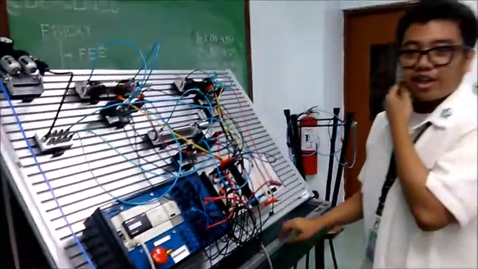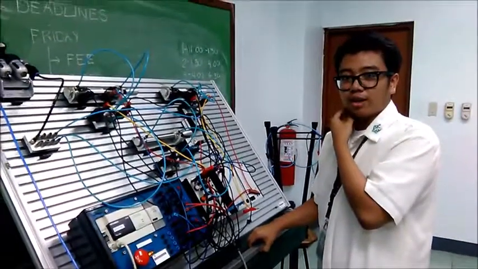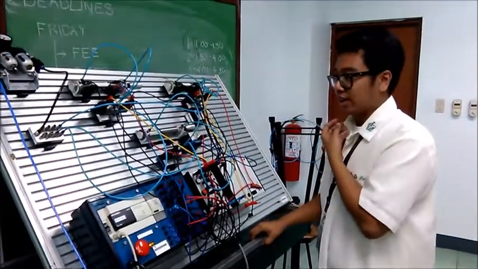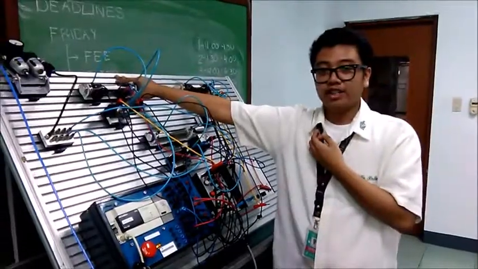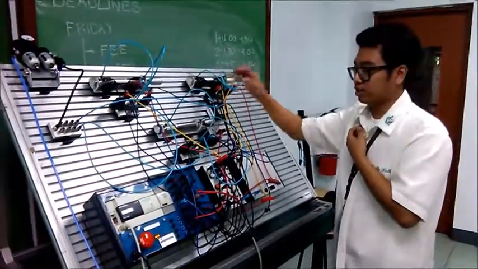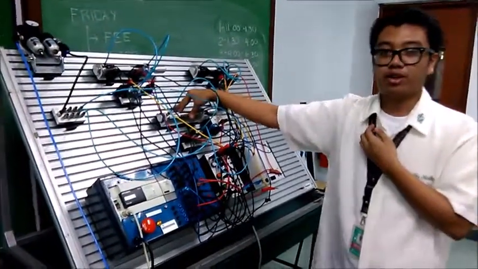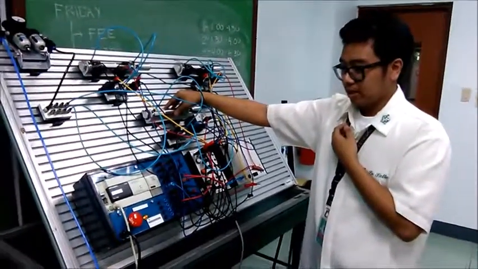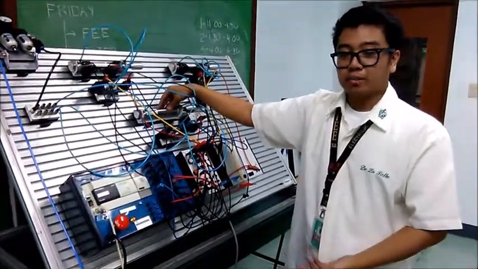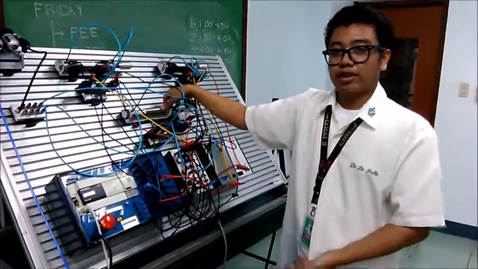Now I'm done with the connection of wires and air hose. And now this cylinder is A, cylinder B, and cylinder C. Now we will proceed on programming the PLC with the correct sequence.